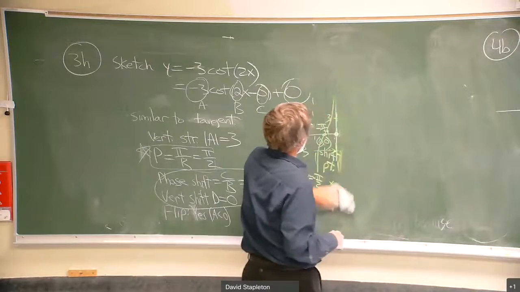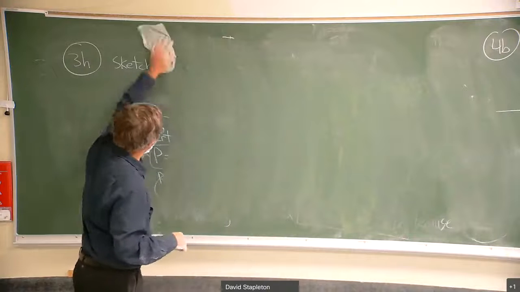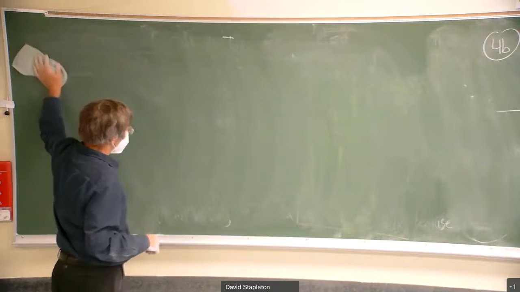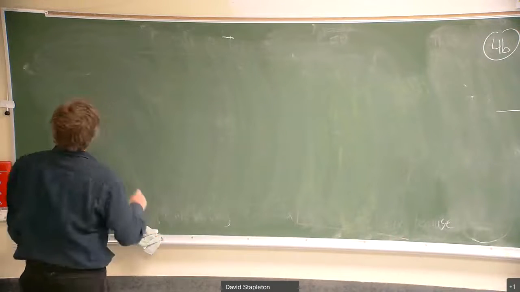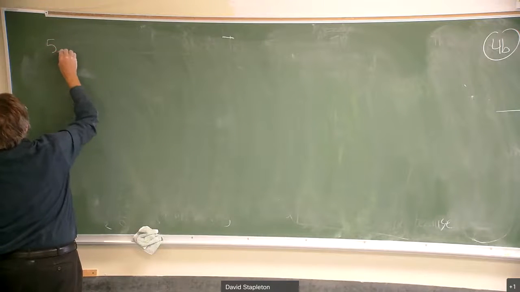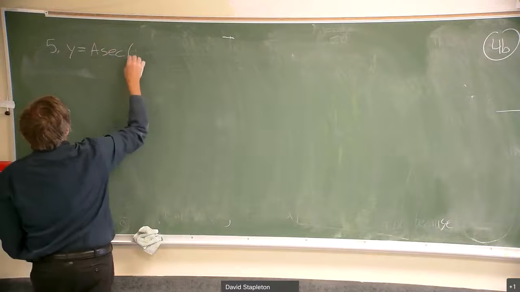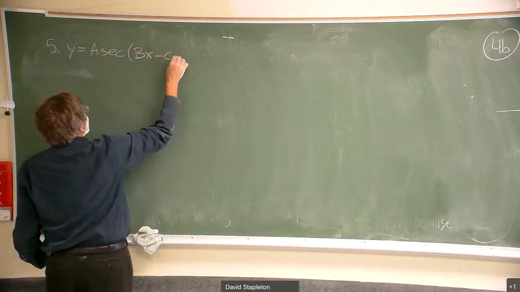The nice thing is these are easy. Once you know how to graph sine and cosine, you can graph these easily. Let me show you how. This is such a nice way. I like the way textbooks tend to do these. So 5 will be y equals a secant of bx minus c plus d.